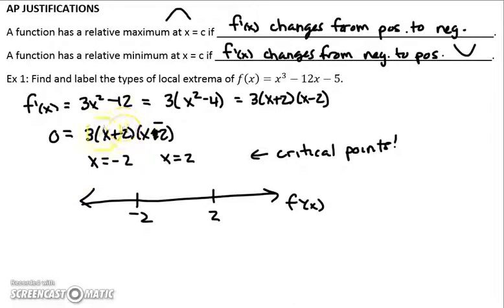Negative 3 is going to make this term negative. It's going to make this term negative. Negative times a negative is a positive. We have 0 here and here. Take 0, plug it in. That's a positive term. That's a negative term, so we're going to end up negative there.